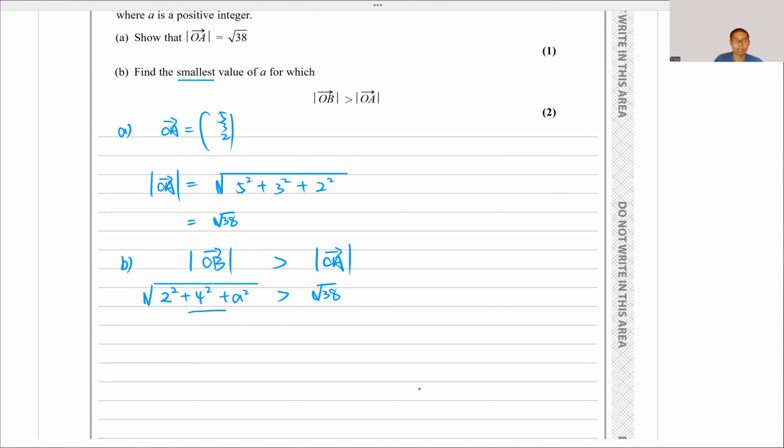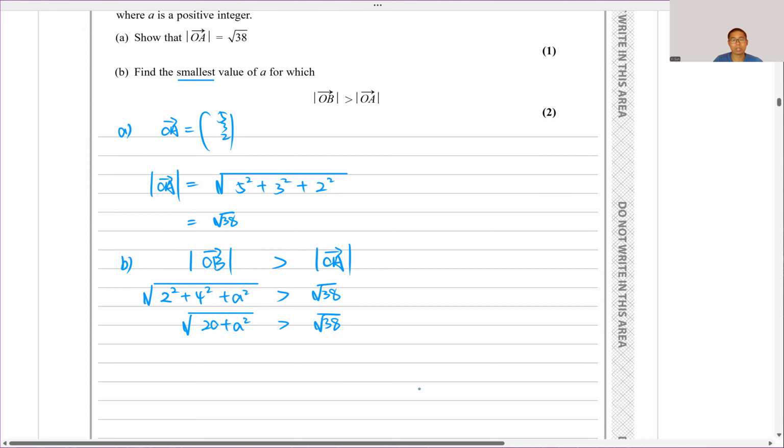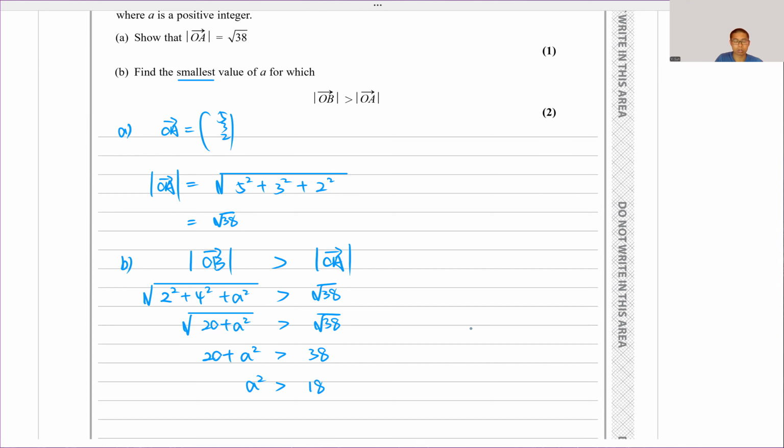So if you add them, that should be square root of 20 plus A squared, more than square root of 38. All right, because they're both inside the square root, so we can just square both sides. So 20 plus A squared is more than 38. So that means A squared is more than 18. So solve that inequality. So A should be less than negative square root of 18, or A is more than positive square root of 18.